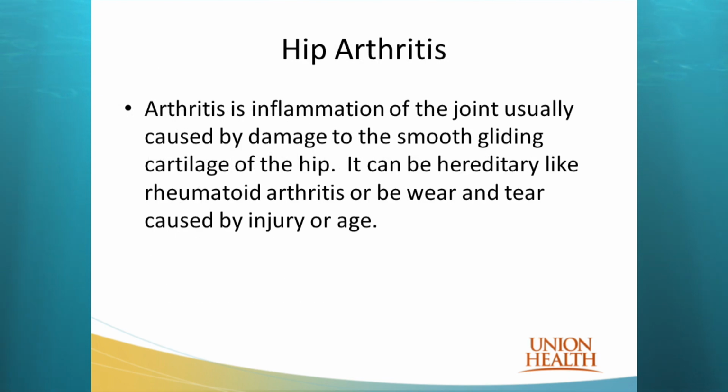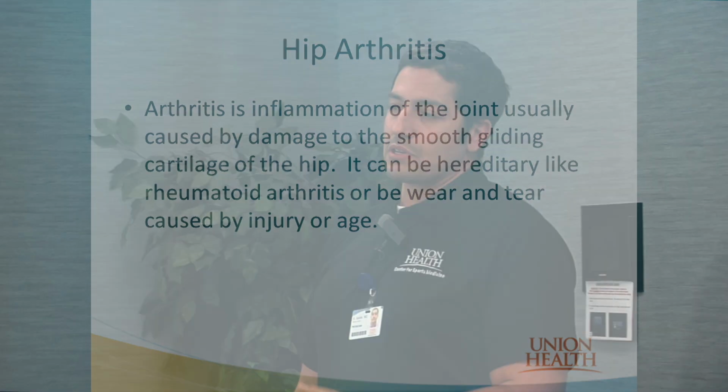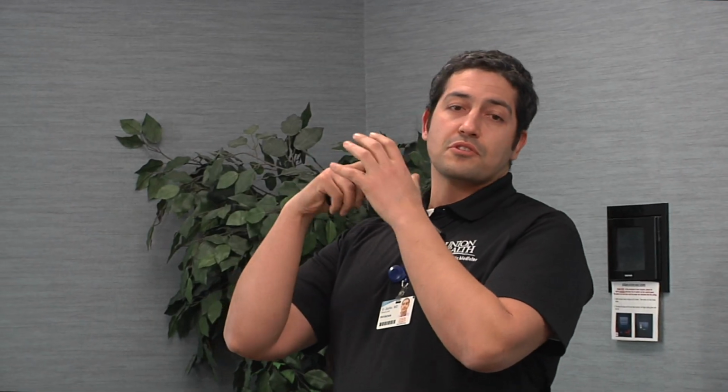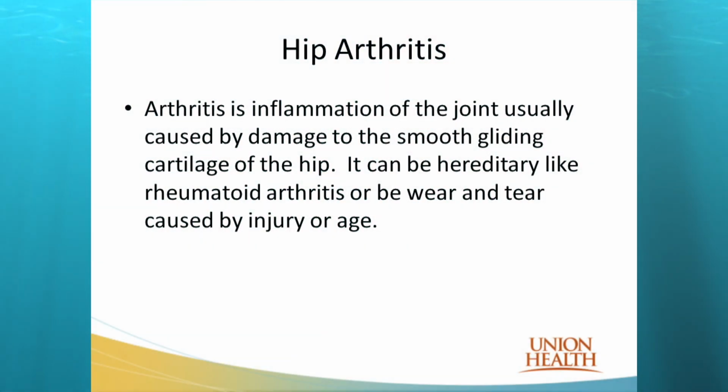Hip arthritis is inflammation of the joint. We normally have this smooth gliding cartilage on these two surfaces in the ball and socket of our hip, and over time they can wear, they can break down, they can cause inflammation, pain, bleeding, and all sorts of issues inside the joint. It tends to be progressive. A lot of times it's just wear and tear more than anything else, but sometimes it can run in families, either from rheumatoid arthritis or something else.